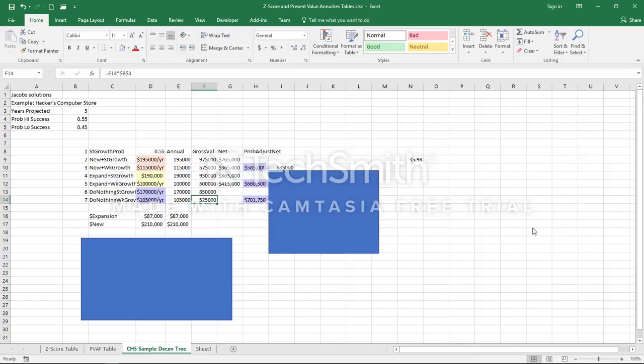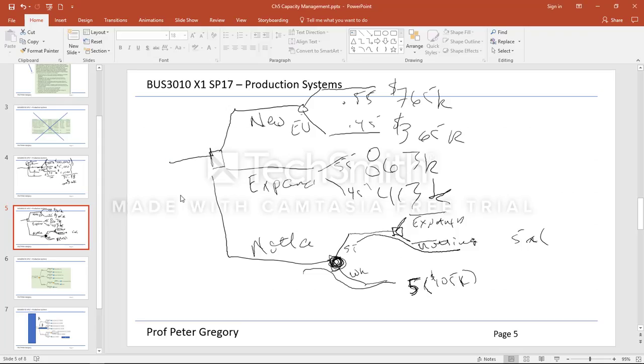Let's go get that number. In the nothing column, $170,000 is what we got every year if it turned out we did nothing and it were strong. So $170,000 times 5 is 850. You could do that in your head or in Excel, or hopefully not on your calculator, because Excel's so much better. So if we just go through and still do nothing up there, it comes out to 850. What happens if we do expansion?